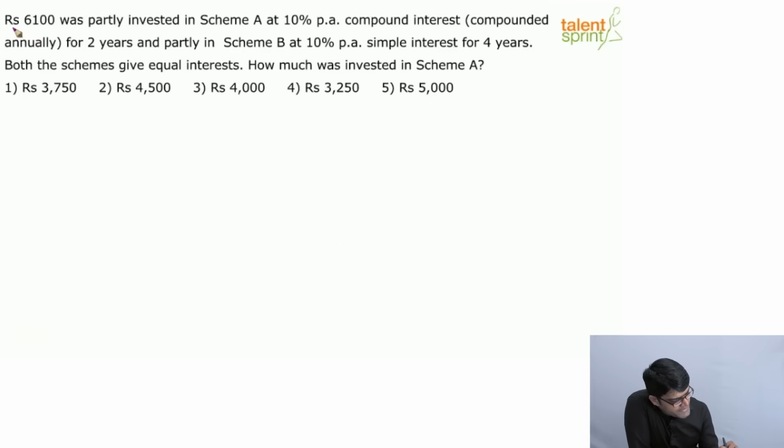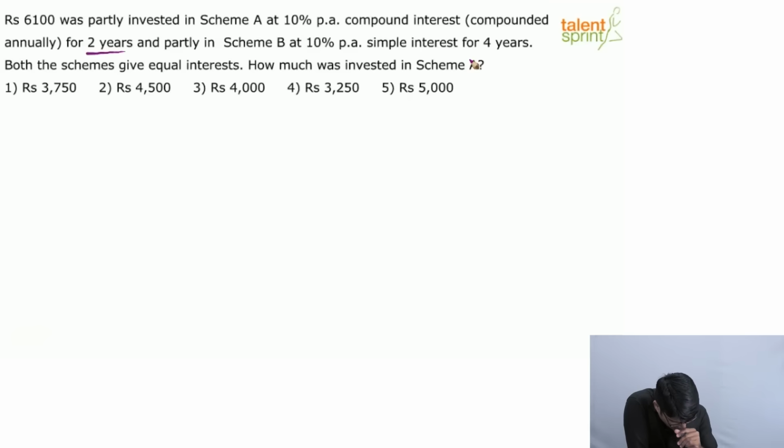Now what does it say? Rupees 6,100 was partly invested in scheme A at 10% per annum compound interest, which is compounded annually for 2 years, and partly in scheme B at 10% per annum simple interest for 4 years. Both the schemes give equal interest. How much was invested in scheme A?